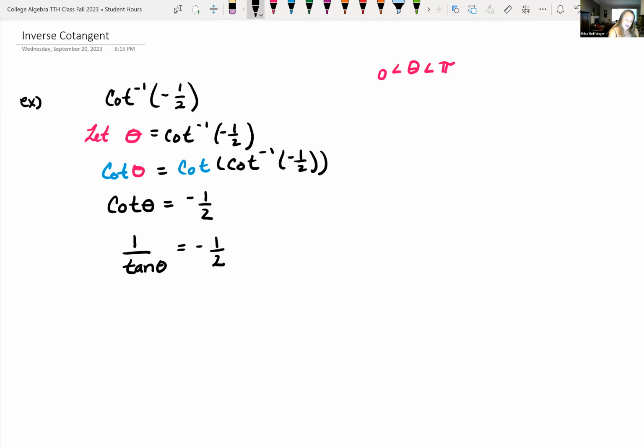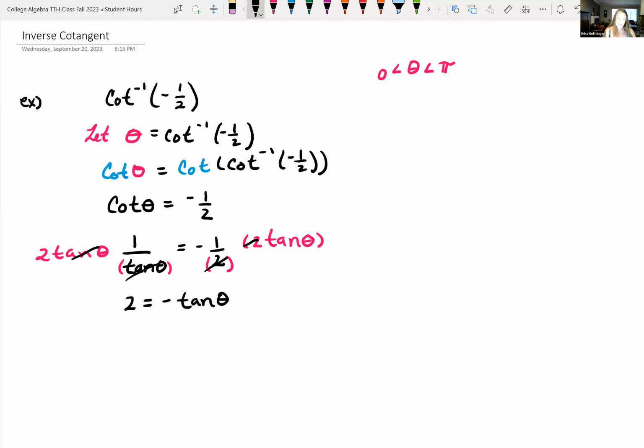We can do that by multiplying both sides by our common denominator to clear our fractions. Our common denominator of both of those fractions is 2 tangent theta. So I'm going to multiply 2 tangent theta on both sides of my equation. Tangent theta cancels on the left-hand side, and we're left with 2 is equal to, the 2 is going to cancel over here, negative tangent of theta.